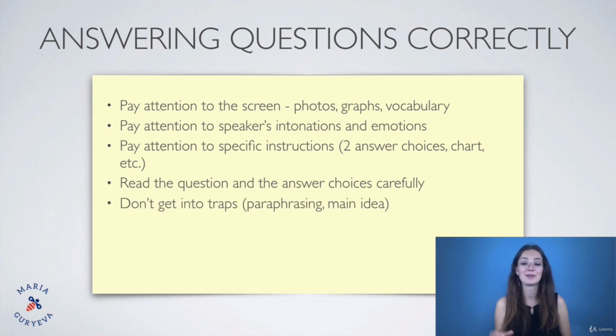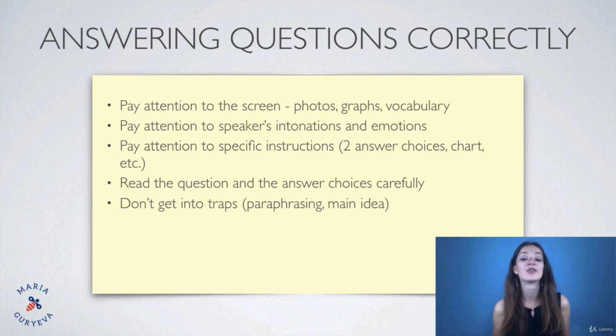Don't get into traps, paraphrasing, and main idea. Okay, so the test makers are horrible people. They want to make your life harder. First of all, they paraphrase the right answer, and then do no paraphrasing in the wrong answers. So you know about that trap, and you're not going to let them succeed in their little bad thing. You're going to choose the right answer.